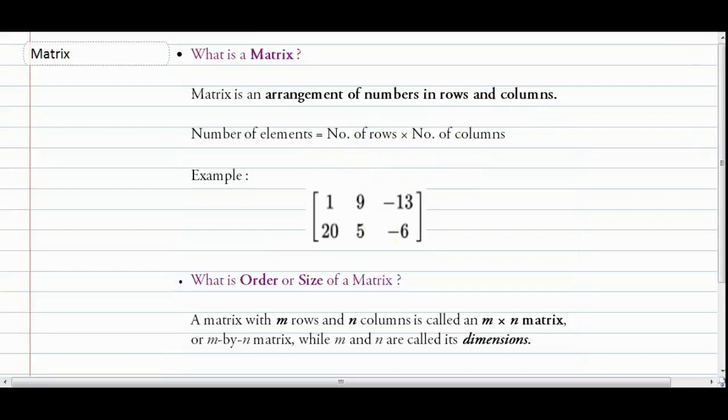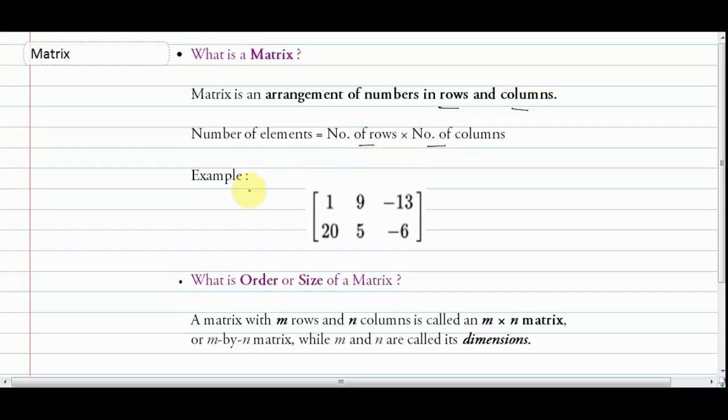Let's begin our discussion by looking into the definition of a matrix. What is a matrix? You must be familiar with this definition. Matrix is an arrangement of numbers in rows and columns. We can define it in another way: a matrix is a rectangular arrangement of numbers. The number of elements in a matrix will be equal to the number of rows into the number of columns.